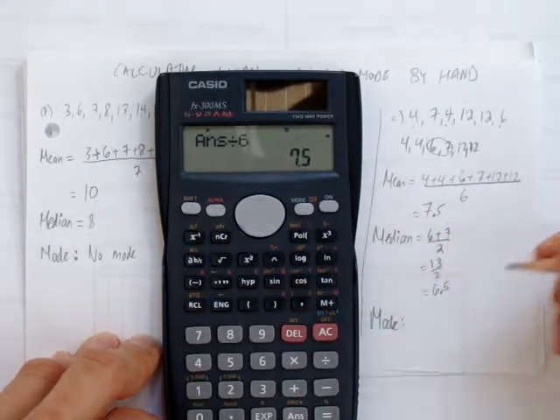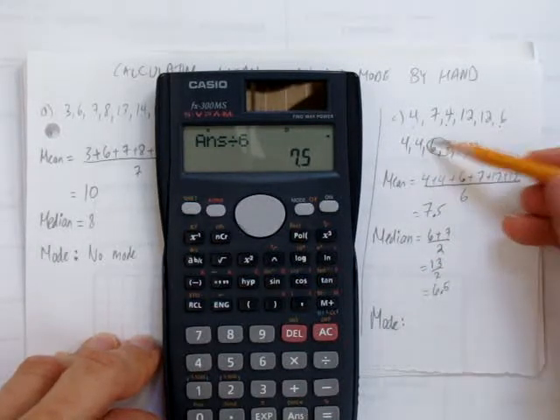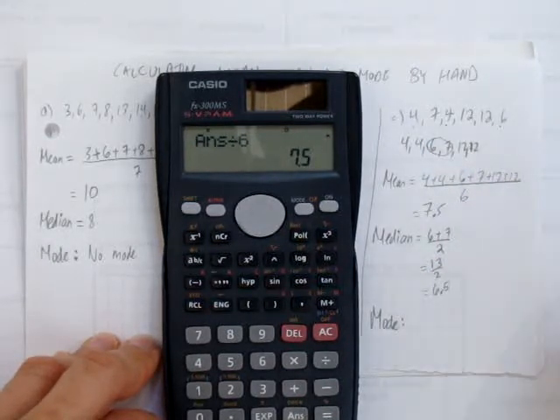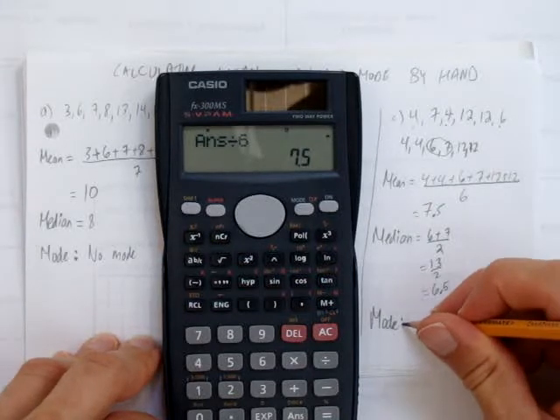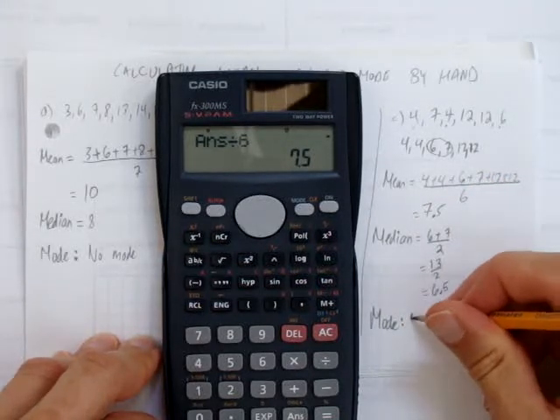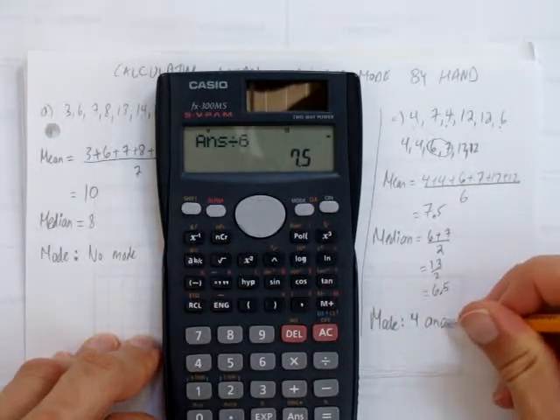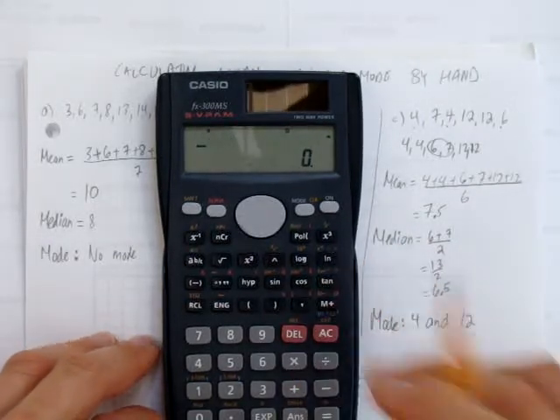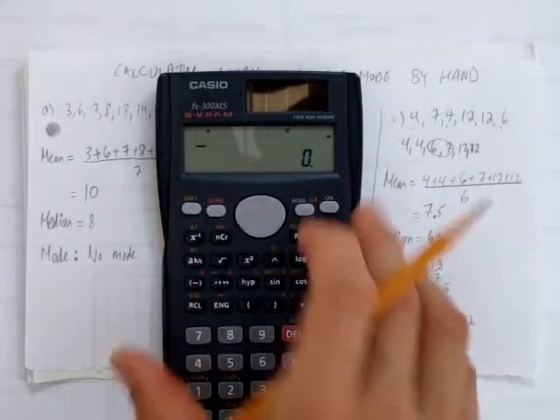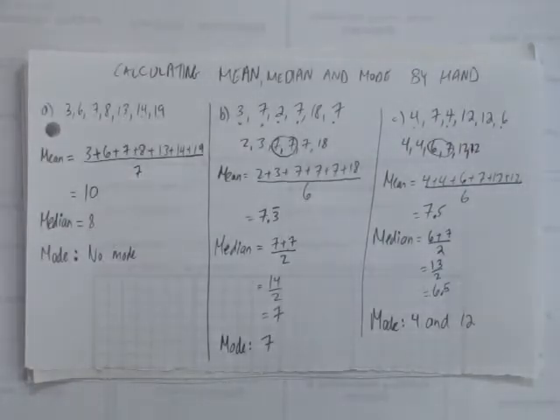Which number occurs the most? Well, it turns out here we have a tie. There are 2 4s and 2 12s. In event of a tie, you list all the top tying numbers. So the mode in this case is 4 and 12. And that's how you do mean, median, and mode by hand and using a regular calculator.